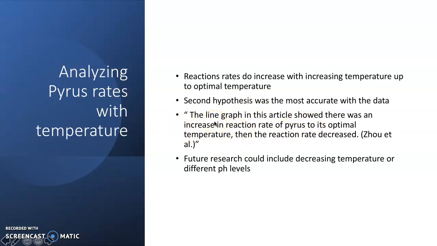And then I found an article that had an experiment with Pyrus and testing temperature, and their line graph showed that it did increase up to the optimal temp, but it did start to decrease drastically. And in the future, I could stick with temperature and try decreasing it instead, or I could focus on something completely different and do pH levels.